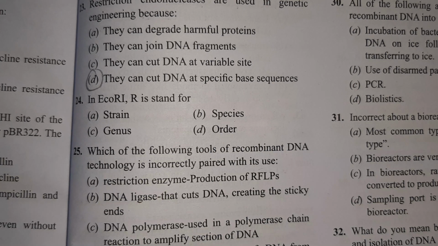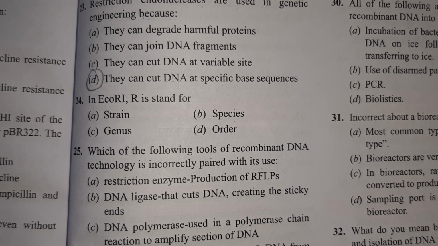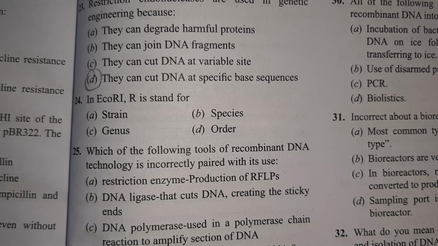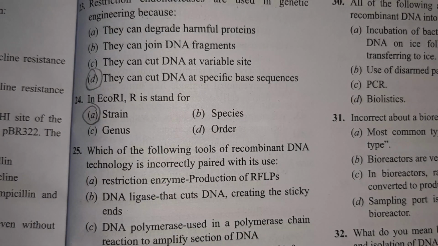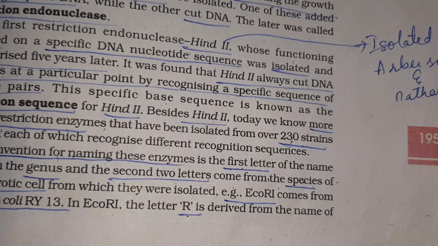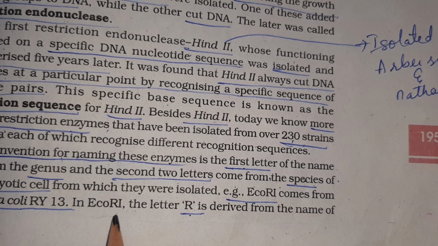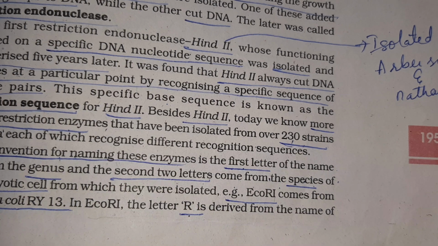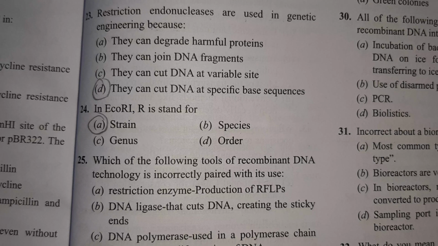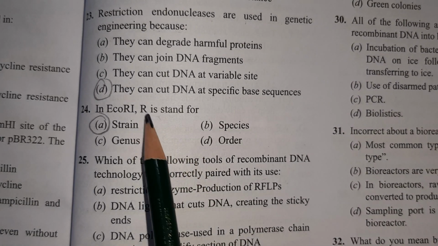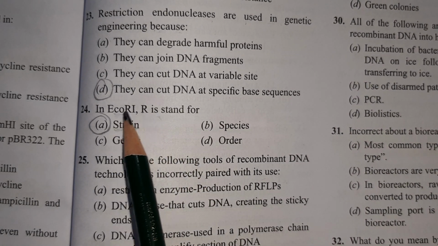Next question. In EcoRI, R stands for A. Strain, B. Species, C. Genus, D. Order. The answer for this is strain. If you look at page number 195 and 196, in EcoRI, the letter R is derived from the name of the strain. So the answer is R stands for strain in case of EcoRI.